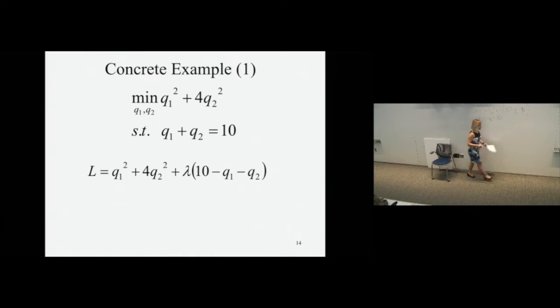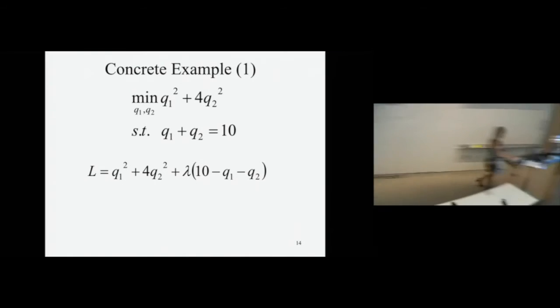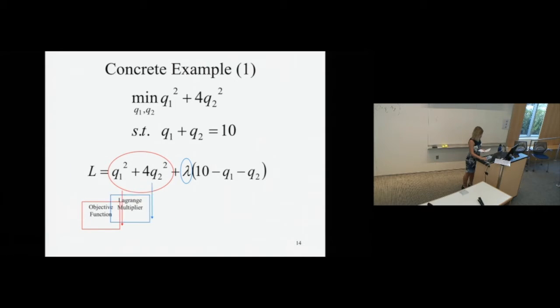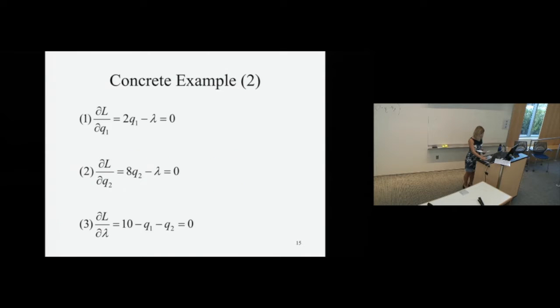So, our steps, we're going to take our three partial derivatives again. Everybody follow? Looking good? Cool. So, once again, we have two control variables. So, we're going to take the partial derivative of the Lagrangian with respect to our first control variable, Q1. And so, Q1 squared, the derivative of that gives us 2Q1. And we're also going to see Q1 with lambda. So minus lambda is equal to 0.